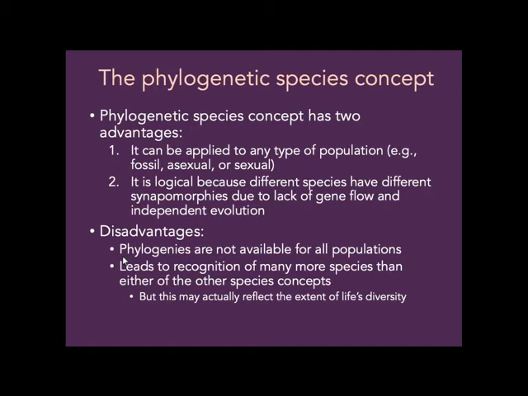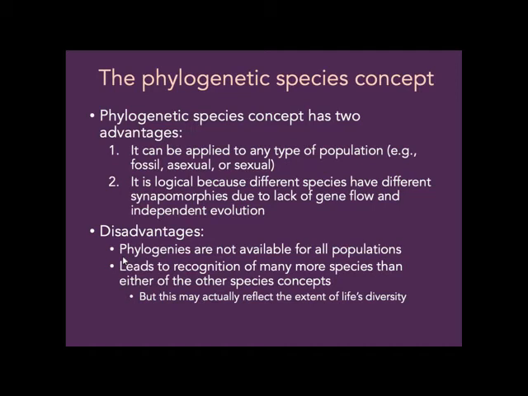Nowadays, it's becoming much more inexpensive to get DNA sequence phylogenies for pretty much anything. So I would assume every once in a while you can't come up with a phylogeny for all possible populations, but this is becoming less of a problem. Another disadvantage, which is more of a problem, is that using the phylogenetic species concept, you tend to recognize more species than any of the other species concepts.